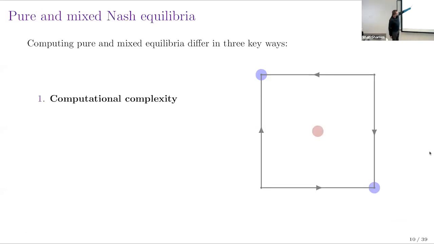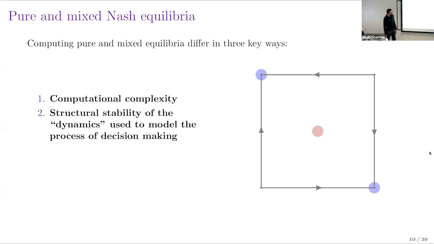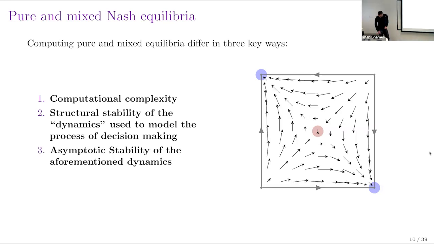Anyways, pure and mixed Nash equilibria. Again, these notions, if you want to compute them, they differ in 3 key ways. There are different computational complexity considerations associated with calculating them. There are these questions of structural stability, because I said people use these dynamics to mimic the learning process of agents. There are these questions of how those dynamics behave. And there's a question of stability of the dynamics.